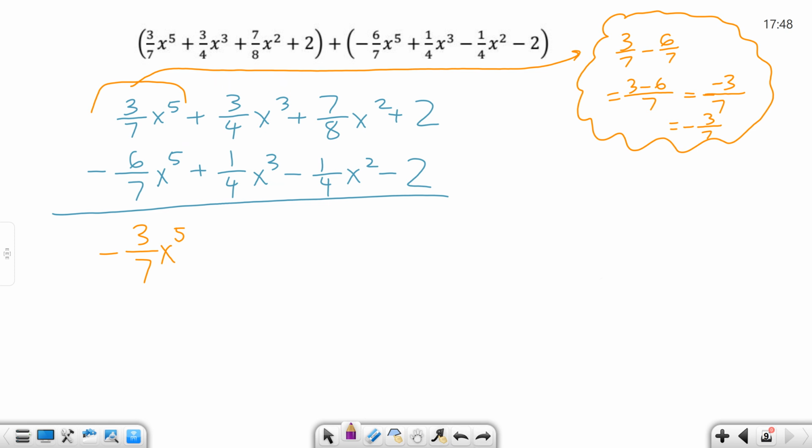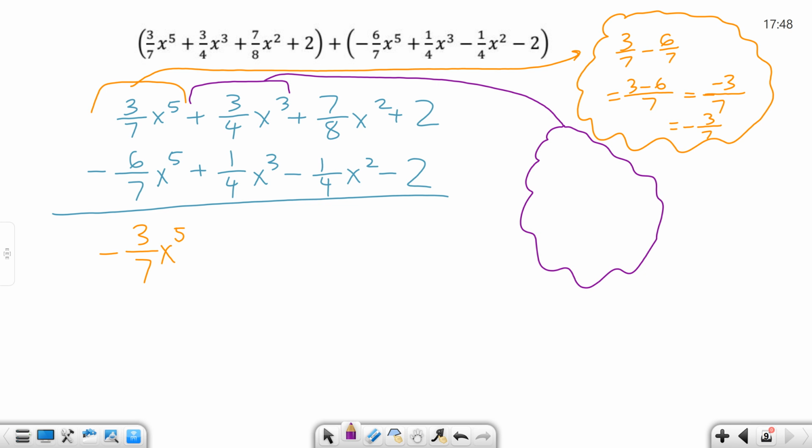All right? So I'm going to take these two terms here in a purple thought cloud. We're going to have 3/4 plus 1/4. Is that right? Because again, unless it cancels, it's going to be x to the 3rd. It's going to be a like term, and we just need to add the coefficients.